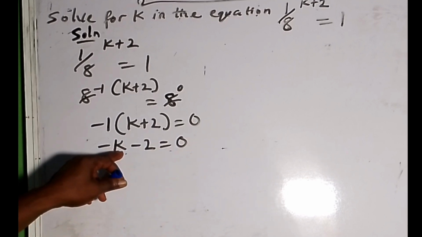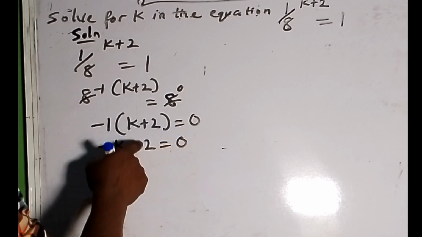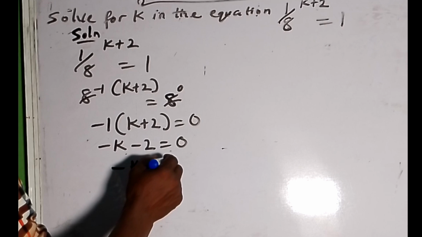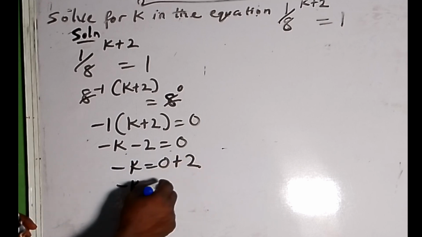So we're going to make k the subject of the formula. We are going to take this to this side. This is negative, it becomes positive when it comes here. We have minus k equals 0 plus 2. So we have minus k equals 2.